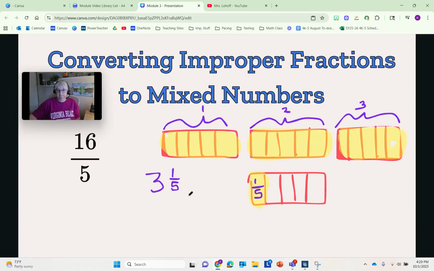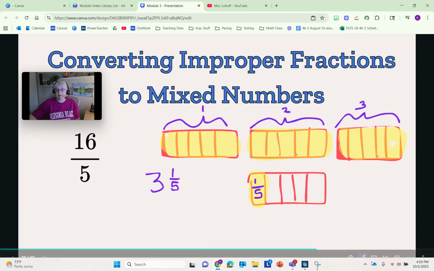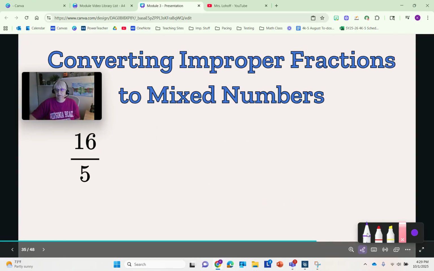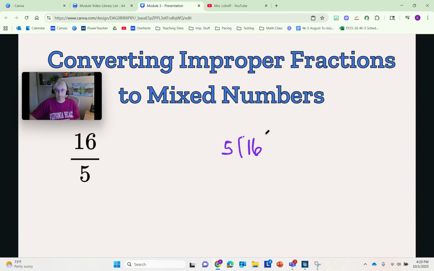Now, one way to do this is to divide 16 by 5. That's another way to do it if you don't want to draw it out. Let's show you what that looks like. So 16 divided by 5. This is another way you can work the problem. I know that 5 times 3 is 15. And when I subtract that, it leaves me with 1. So here is my whole, 3. Here is my fraction, a remainder of 1 out of 5. Either way is going to get you from the improper fraction to a mixed number.